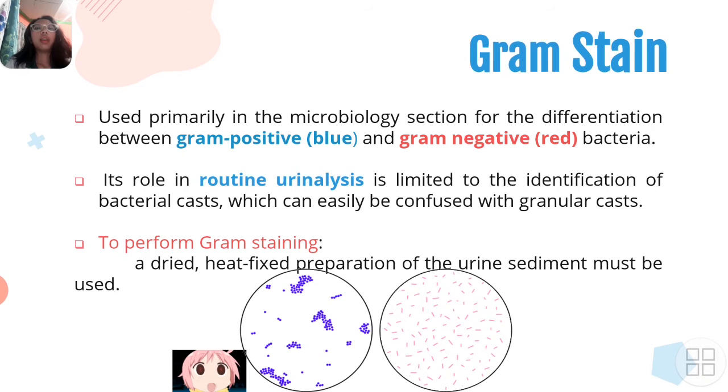Gram stain. Gram stain is used primarily in the microbiology section for differentiation between gram-positive and gram-negative bacteria. Gram-positive bacteria give a blue color stain, while gram-negative bacteria give a red color stain. Its role in routine urine analysis is limited to the identification of bacterial casts, which can easily be confused with granular casts. To perform gram staining, a dried heat-fixed preparation of the urine sediment must be used.